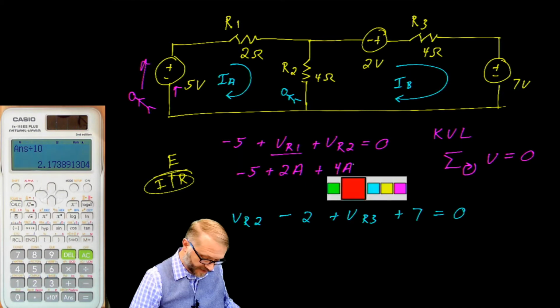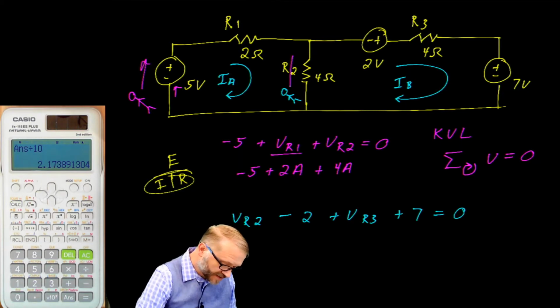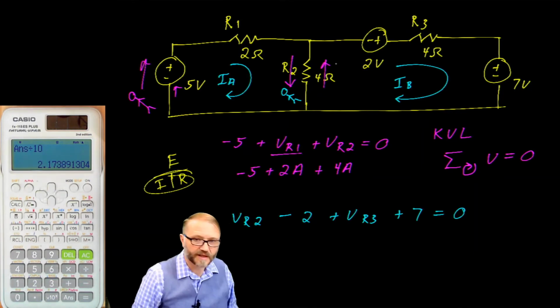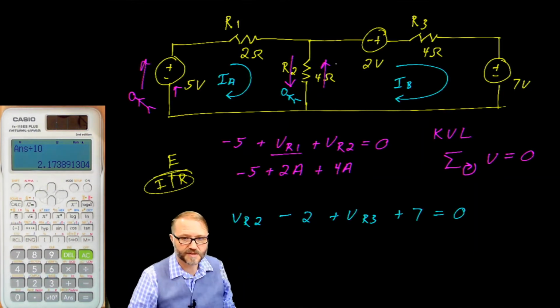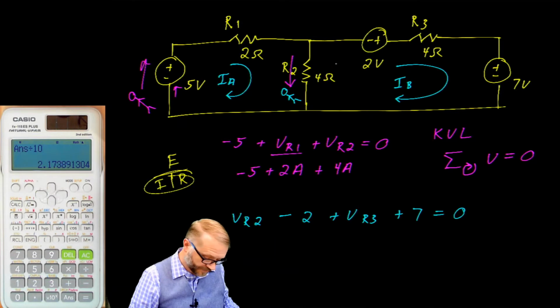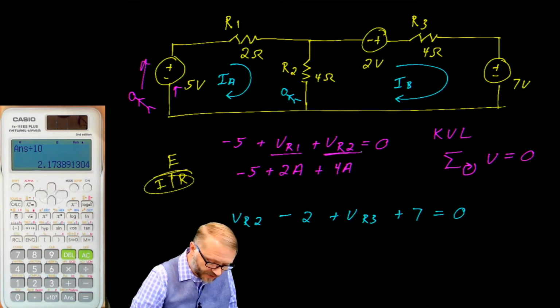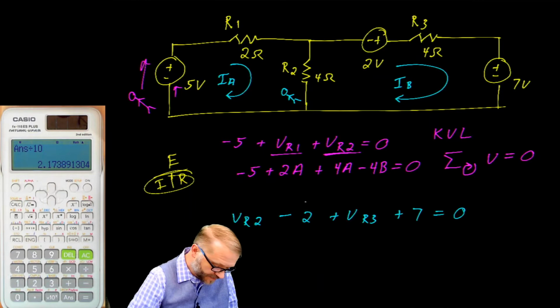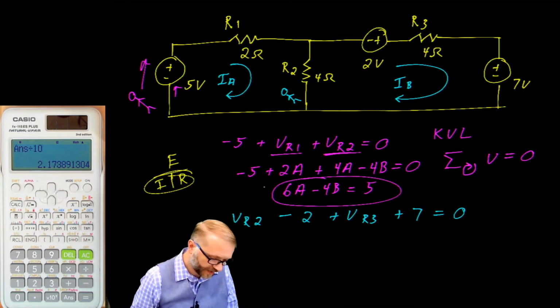But now we have a problem. Do you see it? We have a big problem here. We have this current in this direction and this current in that direction. They're running at cross purposes to each other. And we have to account for that. So what you would do for this voltage here is you would say 4 times current A minus 4B is equal to 0. And if we were to rearrange that equation, it would be 6A minus 4B is equal to 5. Okay, so hold that thought there.